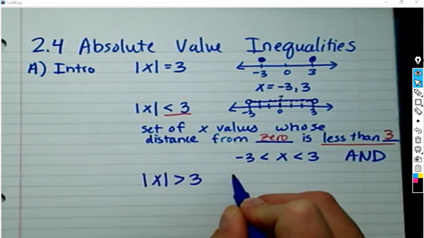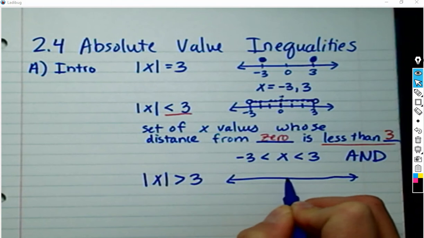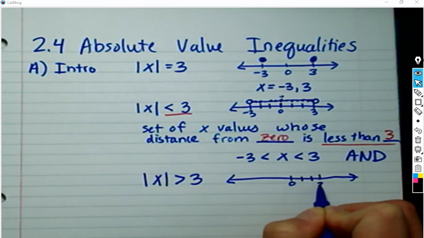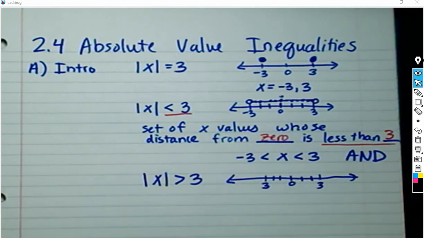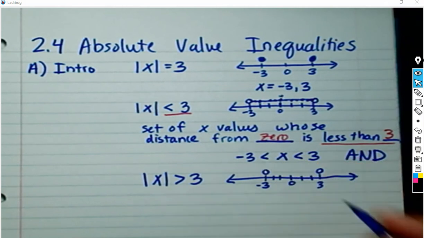Now, greater than 3. Instead of me asking for points this time, could you just describe to me in words where I should put all of the points? Everywhere except 3 and -3. Almost. I'll put my open circles there. And not quite everywhere. I need more specific.